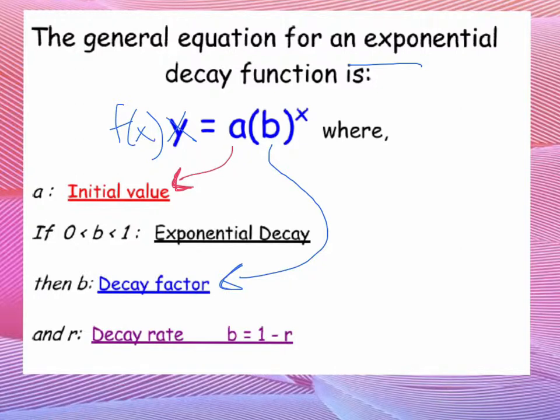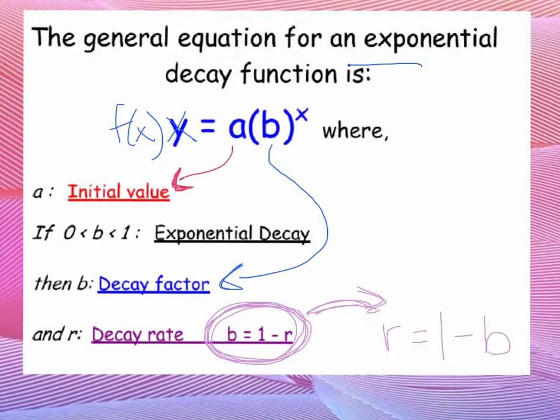And your decay rate is b equals 1 minus r. Or if you're trying to solve for the rate, if you solve for rate, let's go ahead and subtract 1 over. It would be r equals 1 minus b. So your rate, once you have your b, you would just take 1 minus b, and that would give you your rate. So 1 minus your decay factor would give you your rate.